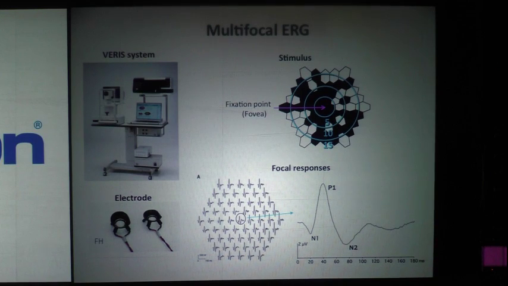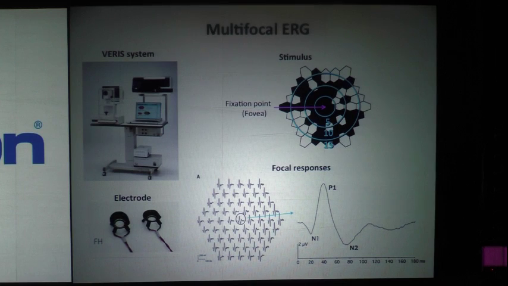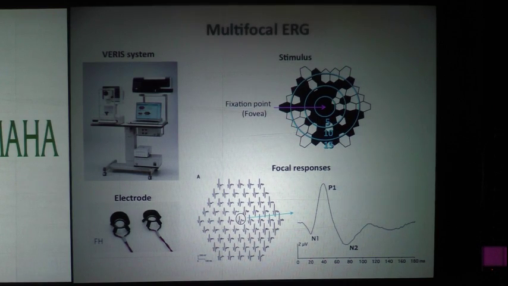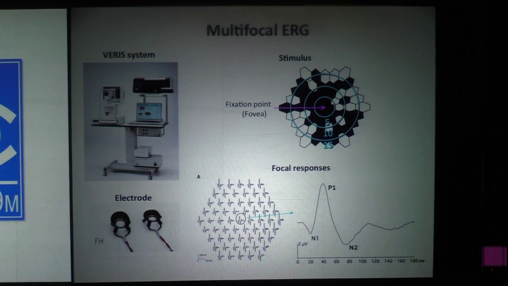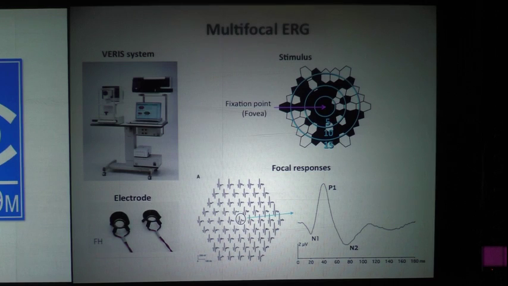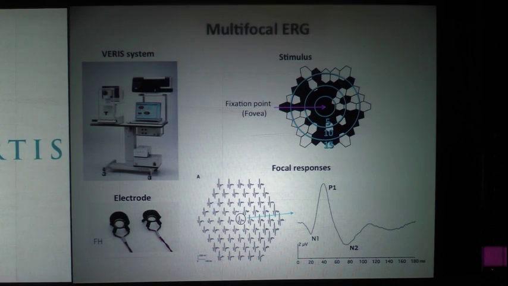In contrast, multifocal ERG can be recorded from focal responses, and the number, color and positions of the stimuli can be changed as you like. The first negative wave is named N1 and the next positive wave is called P1, and the second negative wave after P1 is N2.